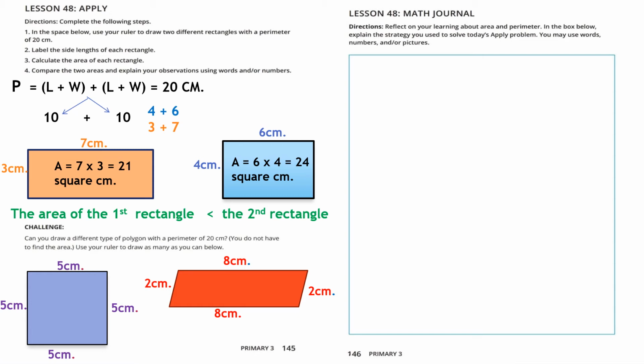We said that length plus width plus length plus width equals 20. So each length plus width equals 10. We said 4 plus 6 and 3 plus 7. Here in the parallelogram, we also can say 2 plus 8. So 2 plus 8 plus 2 plus 8.